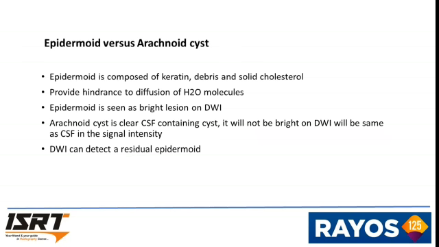Epidermoid versus arachnoid cyst. Epidermoid is composed of keratin, debris, and cholesterol, which provide hindrance to diffusion of water molecules. Epidermoid is seen as a bright lesion on diffusion weighted imaging. Arachnoid cyst is a cyst containing clear fluid. It will not be bright on diffusion weighted imaging and will be the same as CSF in signal intensity. Diffusion weighted imaging can detect a residual epidermoid.